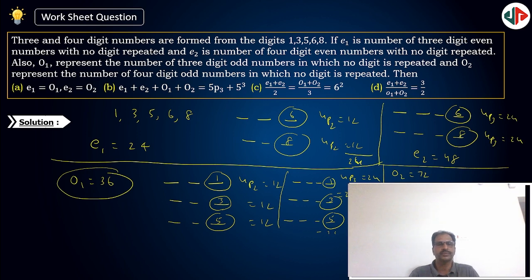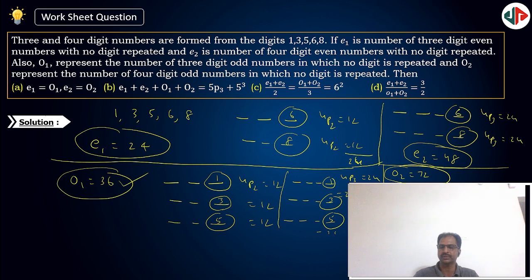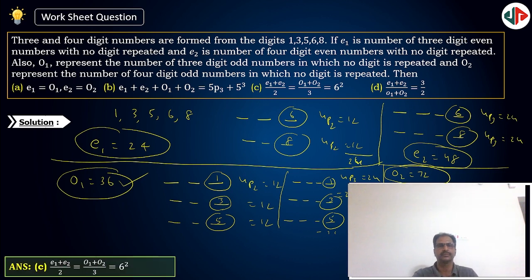Now which of the given options are true? First option is absolutely wrong. Look at third option. What is (E1 plus E2) by 2? 24 plus 48, 72 by 2, which is 36, 6 square. O1 is 36, O2 is 72. 72 plus 36, 108 by 3, which is also 36. So option C is correct.